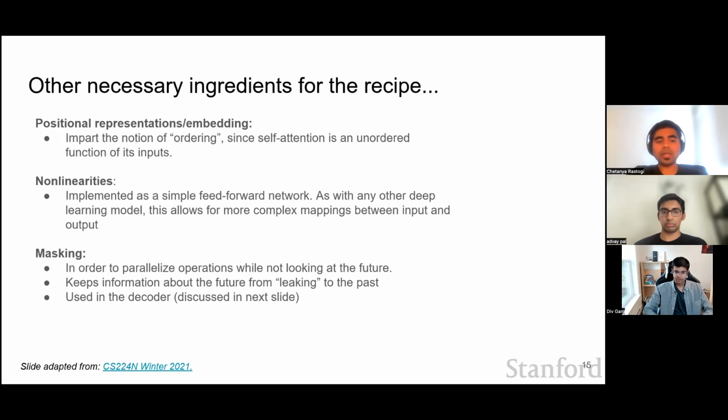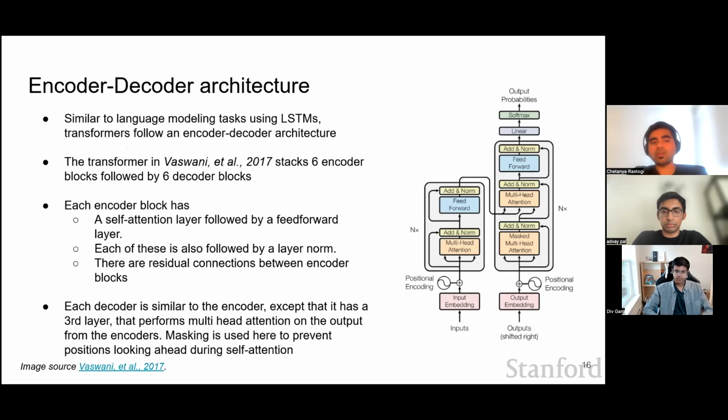And the third important component of the transformers is the masking. Masking is what allows us to parallelize the operations. Since every word can attend to every other word, in the decoder part of the transformers, which Advait is going to be talking about later, the problem comes that you don't want the decoder to look into the future, because that can result in data leakage. So masking helps the decoder avoid that future information and learn only what the model has processed so far. So now on to the encoder-decoder architecture of the transformers.